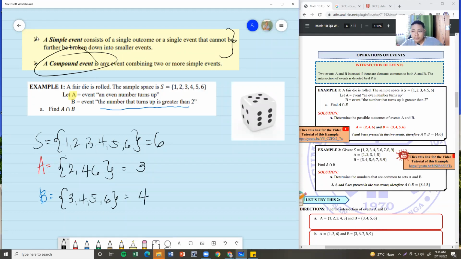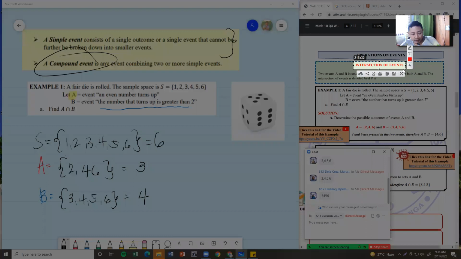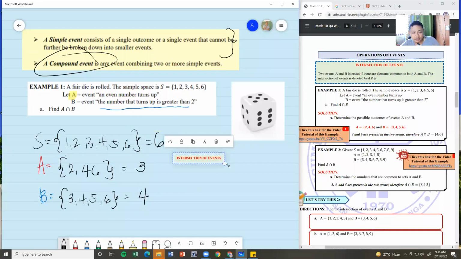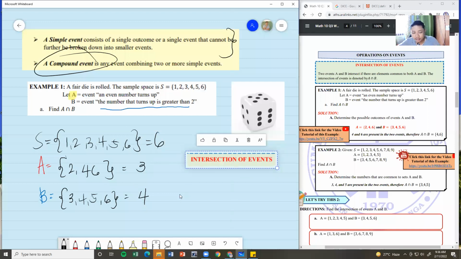And so we are asked here for the intersection of events. When we say intersection, recalling our concept when we were in grade 7, intersection of events means whatever outcome is present in the first event that is also present in the second event. In that case, what are those outcomes that are present in both events? They are 4 and 6. Do you agree? Correct. So therefore, when we say intersection, that is A, inverted U, B, intersection, meaning whatever is common to the 2 events.